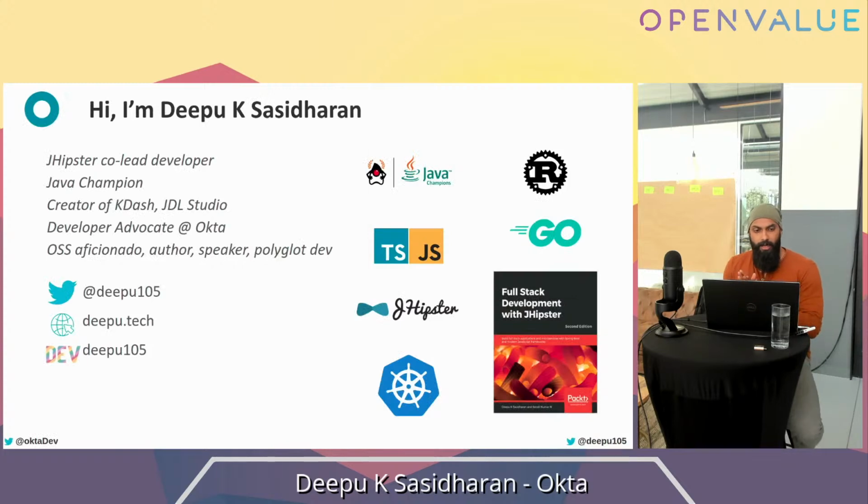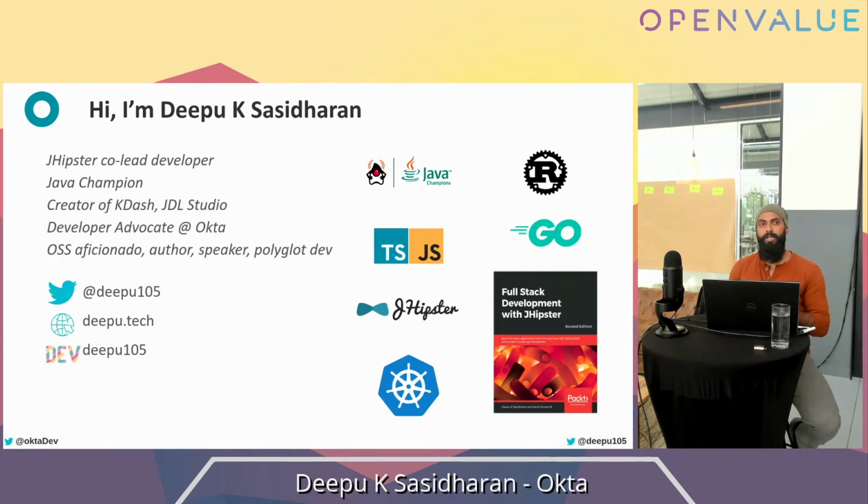So a little bit about me for those of you who don't know me. My name is Deepu K Sasidharan. I'm the co-lead of JHipster. I'm also a Java champion. I'm a huge open source guy. I have created a bunch of open source projects. Apart from JHipster, I also made a Kubernetes dashboard in Rust, JDL Studio, and a few other things.